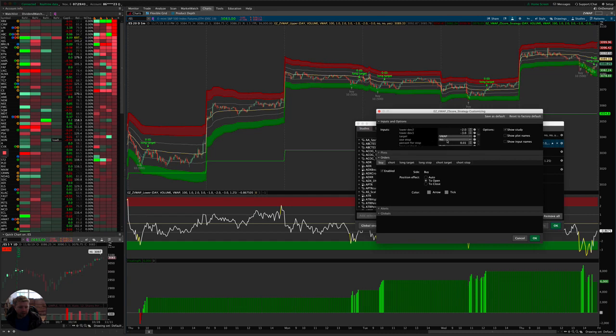Then we have use a stop. You can turn a stop on or off here, and it's a percentage-based stop. So 0.01 means 1% here. And there's little tooltips here that tell you this. 1% equals 0.01. It's just the decimalized form of 1%.